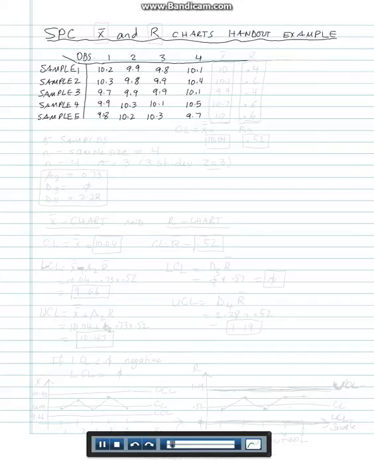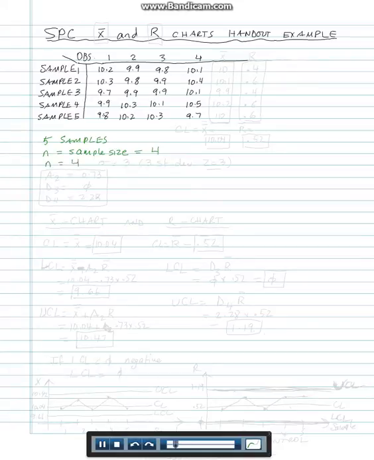We took 5 samples, and in each sample we took 4 observations, and we weighed these handles. So for the first sample, the first handle was 10.2, the next one was 9.9, then 9.8, and then 10.1. So we have 5 samples, and n, the sample size, is equal to 4.